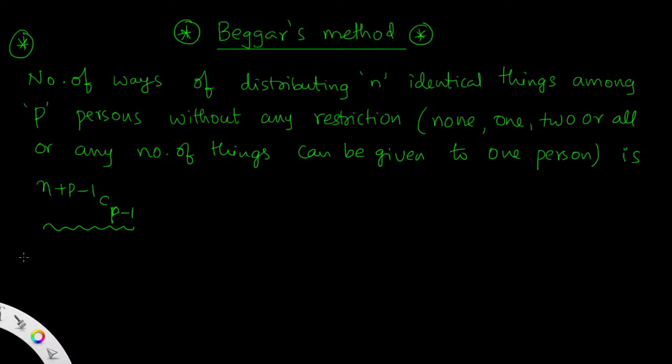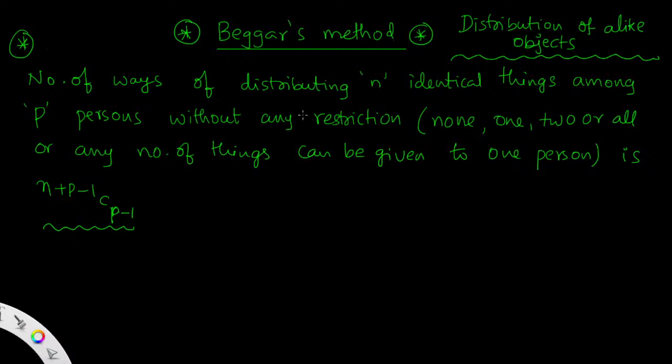Okay, first write down the next simple method formulas and see the distribution of things. Heading: distribution of things, distribution of alike objects. The method we are keeping for our convenience is beggar's method. A beggar can accept any value, taking 1 or nothing, or 1 or 2 or all; any number of things can be given to the person. That is why I kept the name as beggar's method.